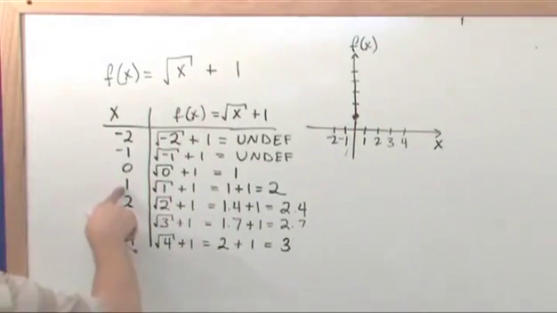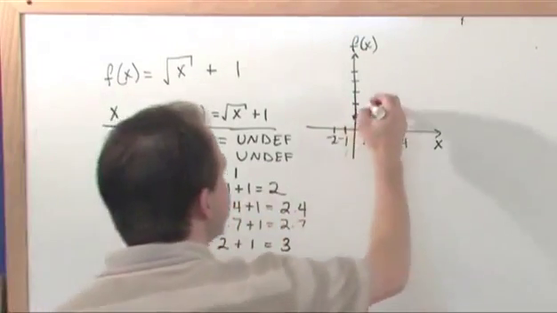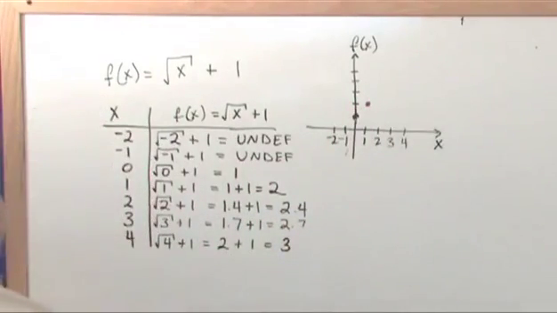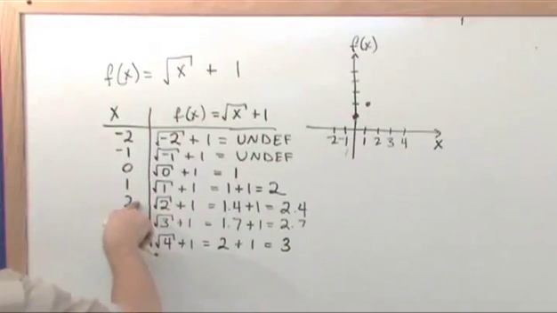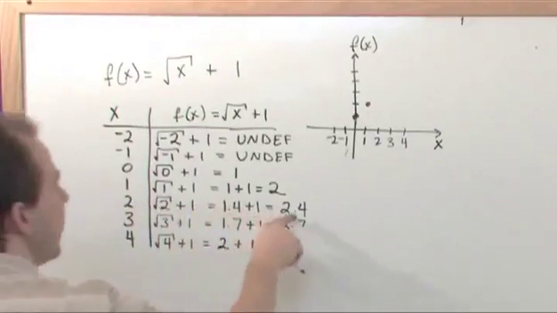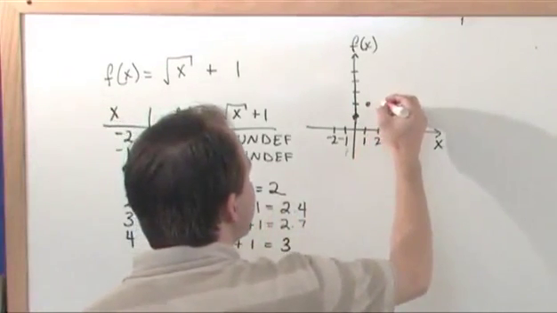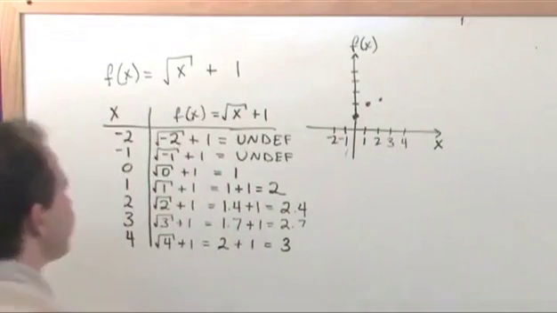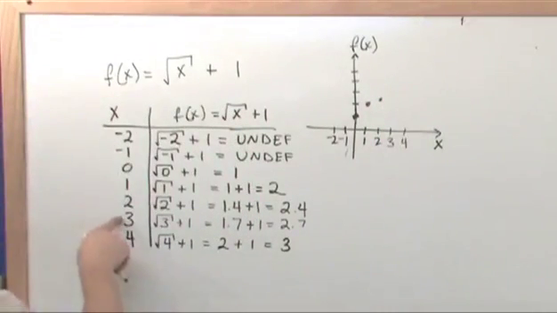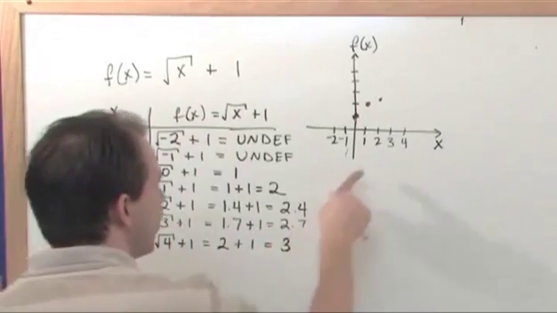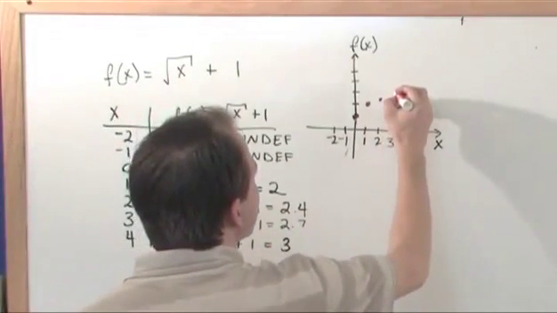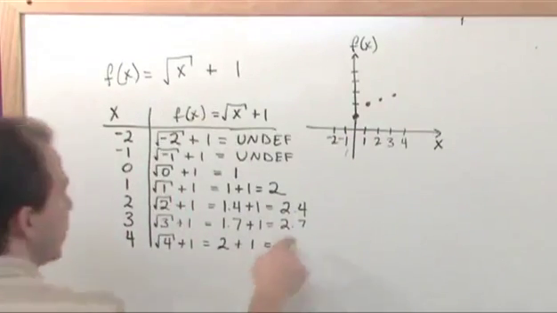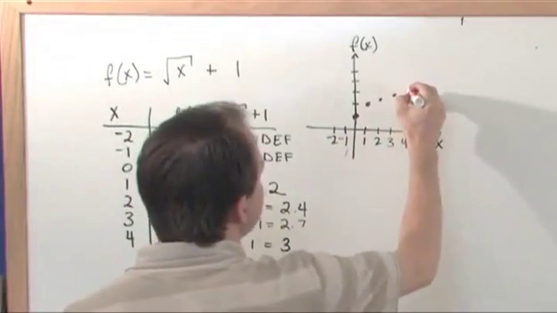If we look at a value of x equal to 1, f of x is equal to 2, so we move right up there, up to 2. And then when x is equal to 2, f of x is 2.4. So here's 2 and here's 3, so 2.4 will be right around there. Okay? Now at a value of 3 for x, f of x is 2.7, which is a little bit higher. And at a value of 4, f of x is exactly equal to 3, which is right up here.